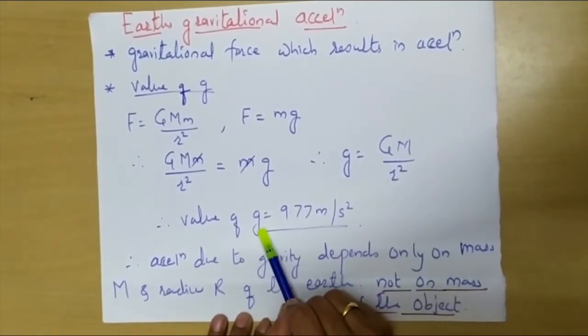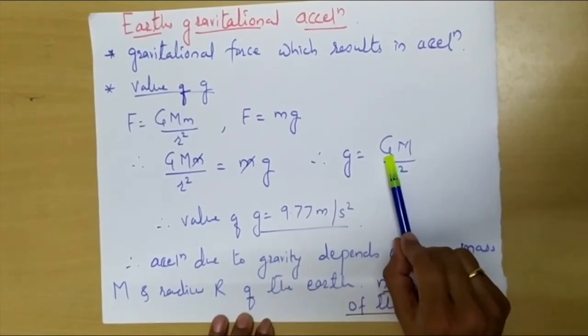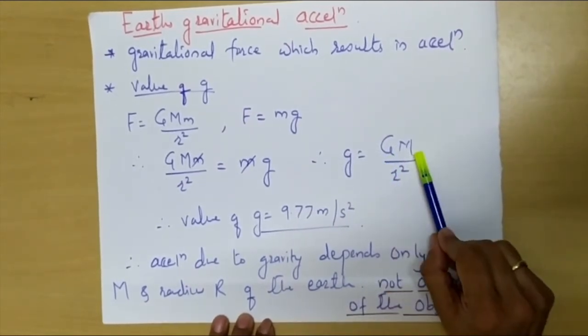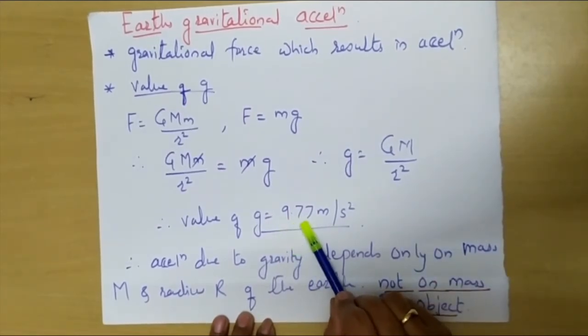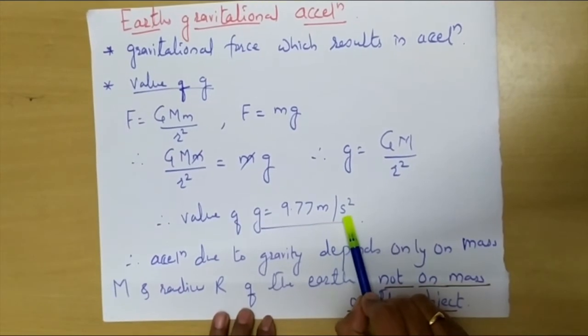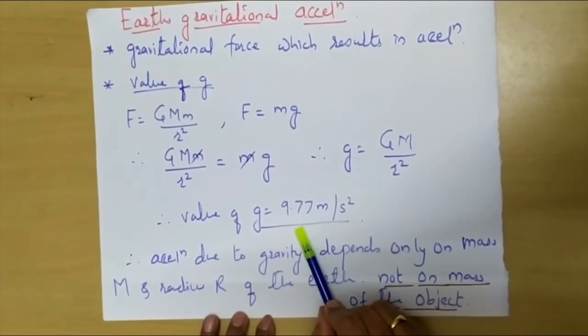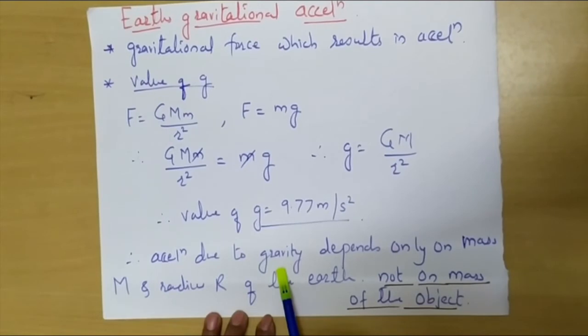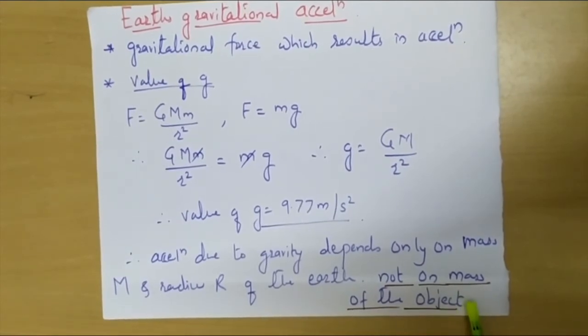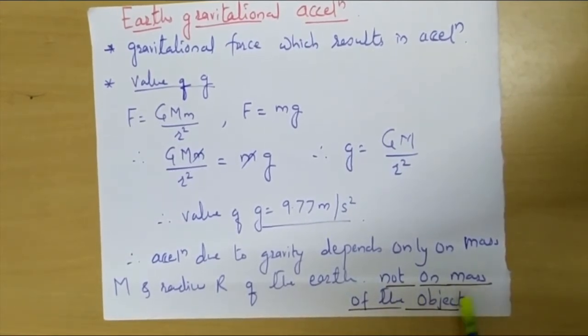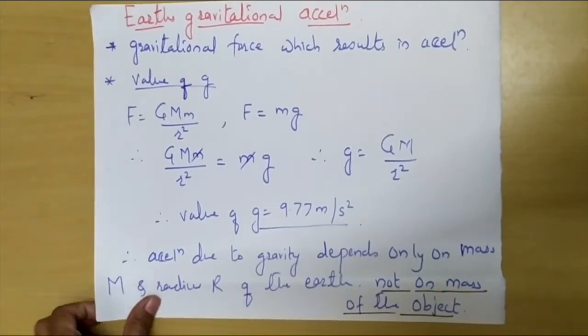So whenever you substitute the gravitational constant, the mass of the Earth and the radius of the Earth, you will get g is equal to 9.77 meter per second square. This is the standard value of g. Acceleration due to gravity depends only on the mass of the Earth and the radius, that is capital R of the Earth, not on the mass of the object. This is the important point to be noted. That is, it does not depend on the mass of the object.